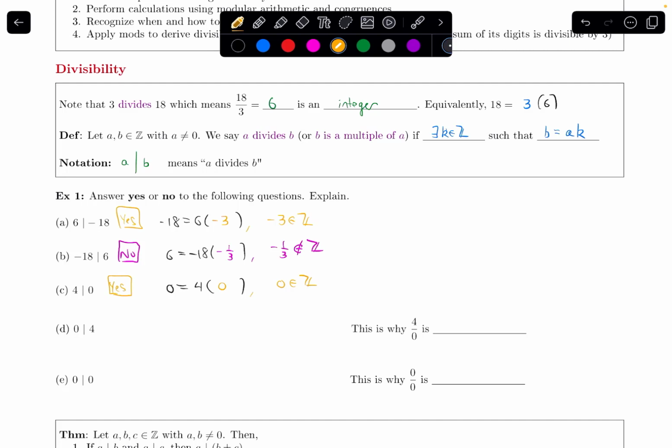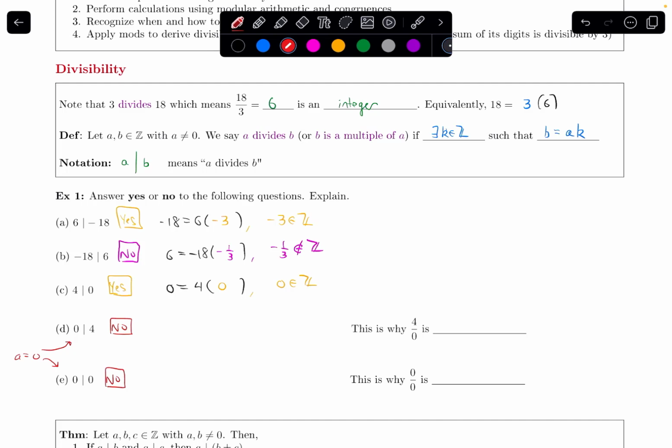Finally, for D and E, I have: does 0 divide 4? And does 0 divide 0? One thing I might notice is, wait, division by 0 is weird. In fact, the definition says a is not allowed to be 0. So right away I could notice that in both of these, the a is 0, so the answer should be no. The definition is specifically ruling out a being 0.